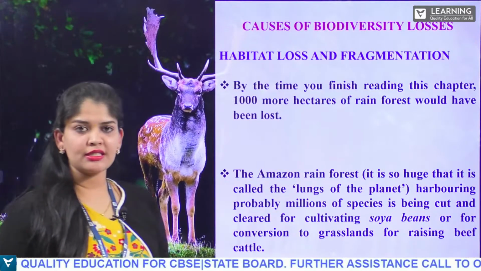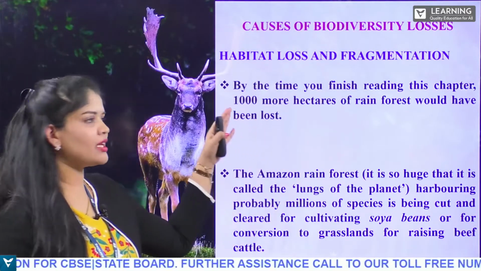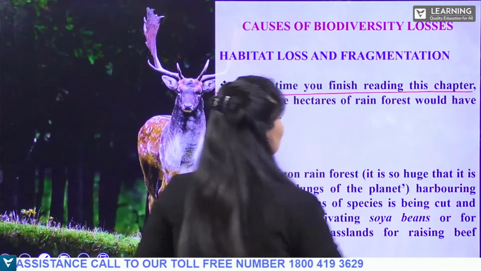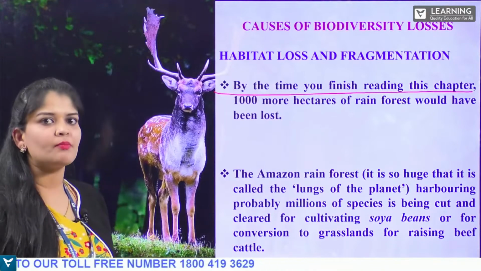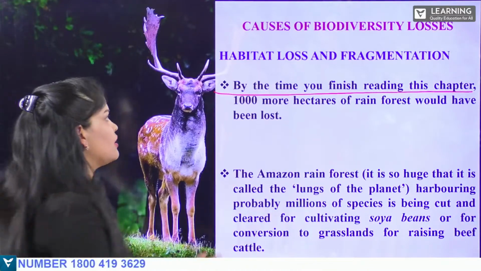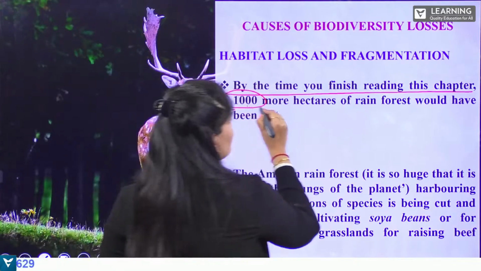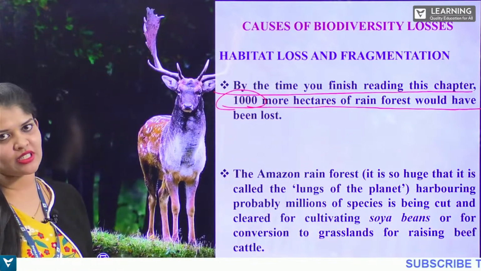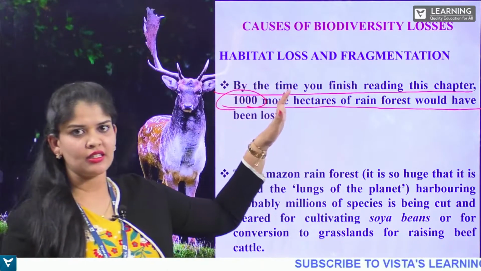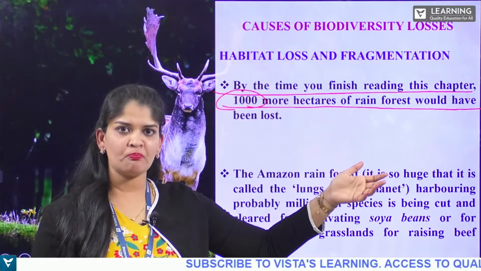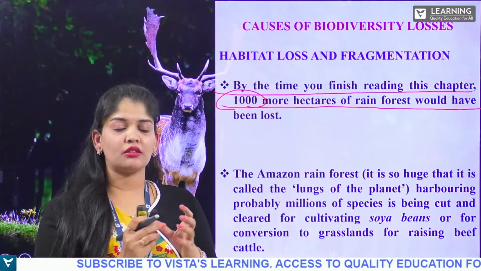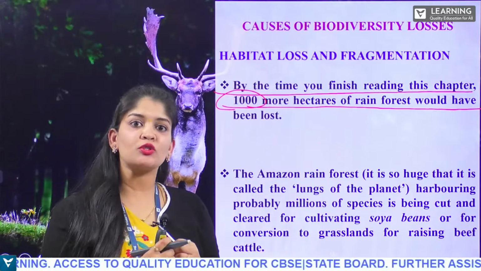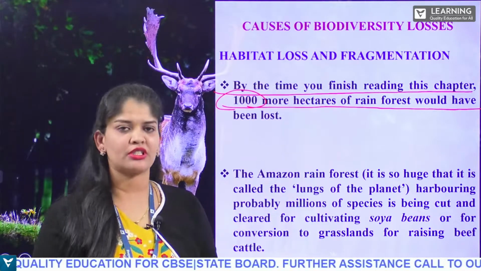To make you understand how fast it is, this is a frame where they have given: by the time you finish reading this chapter, by the time we come to the end of this chapter, 1,000 more hectares of rainforest will have been lost. This helps you understand how fast extinction is happening, and how responsible each and every individual is to conserve our biodiversity.